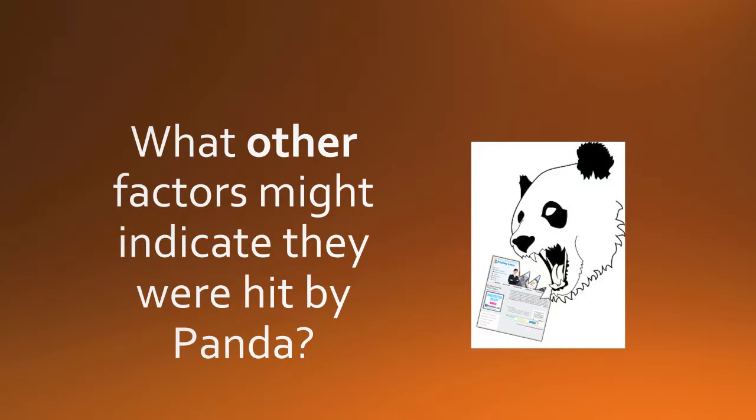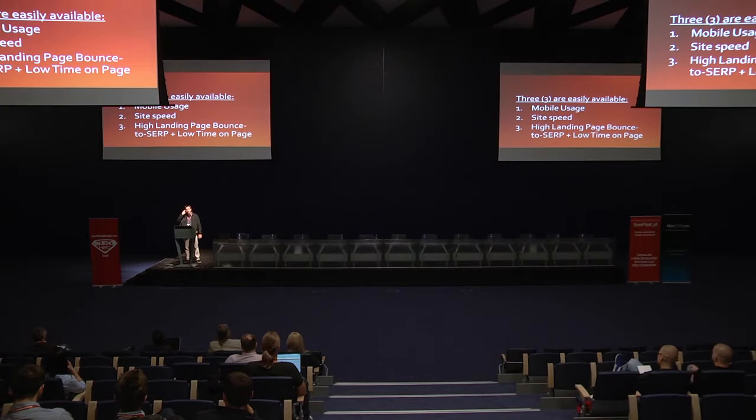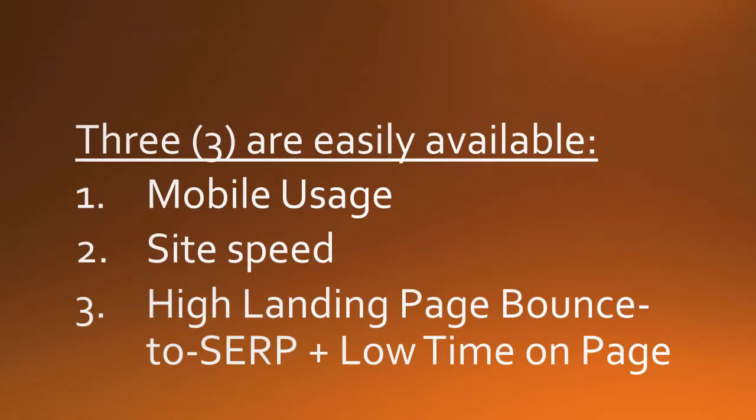I don't know. Okay, so what other factors might indicate that they were hit by Panda? There's definitely more factors, and they're easily found in Google Analytics as well. So the three factors are these. You can check the mobile usage, you can check the site speed, and then you can check the high landing page bounce back to SERP plus low time on page rate. So I'll show you the first one.